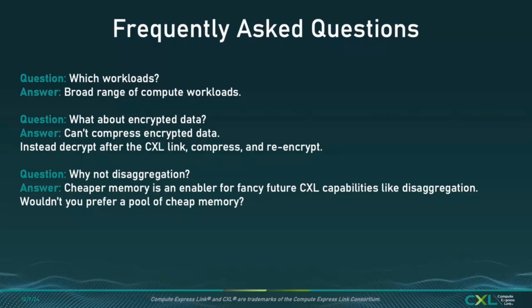Another question we get asked is, how do you deal with encrypted data? Now, clearly, encrypted data is not very compressible. So we would have to basically decrypt the data at the ingress, compress it, and then re-encrypt it. Another question asked is, why did you not talk about memory disaggregation? And the answer is that the goal to get to a cheaper memory does not obviate other use cases like disaggregation and pooling.